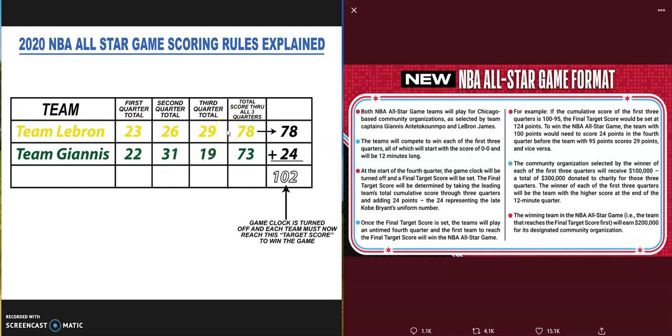Then at the end of the third quarter, they're going to add all these totals up. That will show the team that's in the lead, and in this example, Team LeBron is in the lead. They scored 78 total points in the first three quarters. So they're going to take those 78 points and add 24 to that, which gives a target score, which is explained down here. They're going to turn the game clock off, set this target score, and the first team to get to this score is going to win the game.